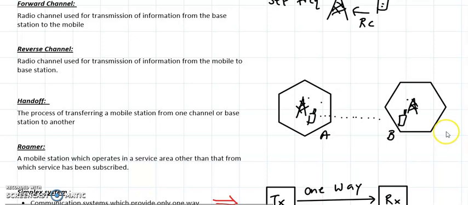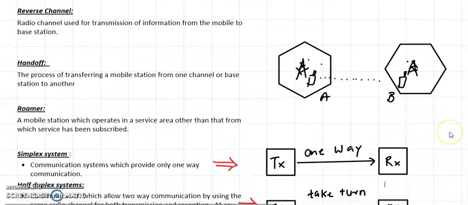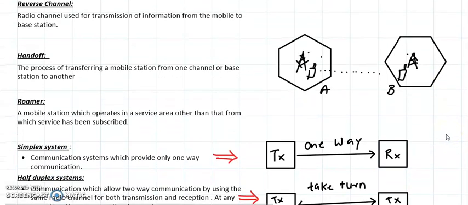Let us now move on to the next definition, which is called a simplex system. What is a simplex system? A communication system which provides only one-way communication is called a simplex system. So I have one transmitter, TX stands for transmitter, RX stands for receiver. I have a transmitter transmitting information one way, which is called simplex communication.